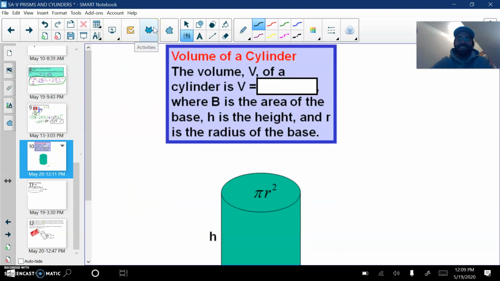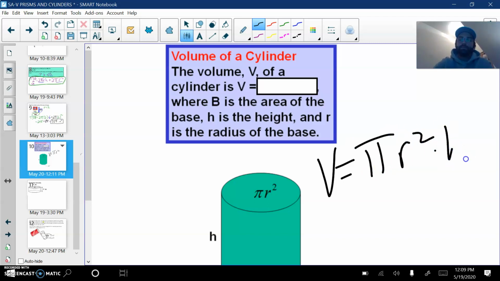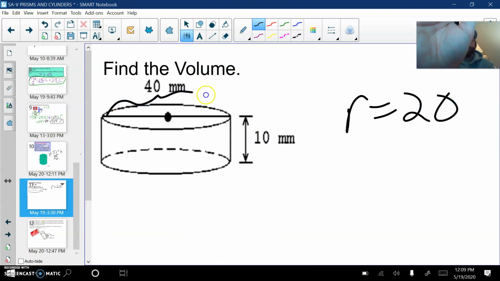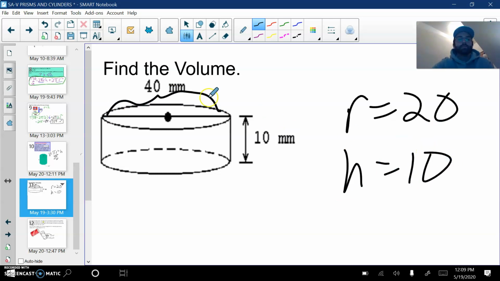All right, so if we want to find the volume of a cylinder, the volume of a cylinder is closely related to the volume of the prism. Volume of the prism was the area of the base times the height. So the volume of the cylinder is going to be the area of the base times the height, except remember, our base is a circle: pi r squared h. I can do this one, except the radius here will be 20, since this applies to the diameter, and the height would be 10.